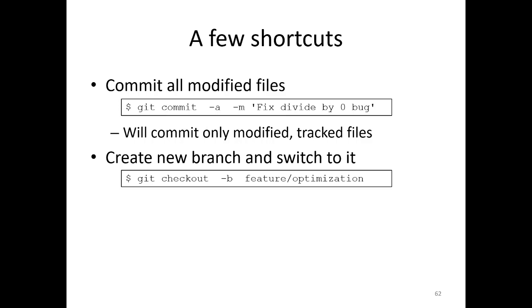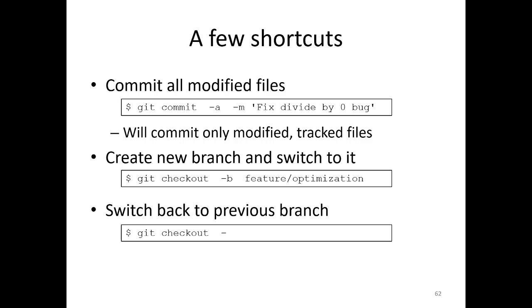Typically you create a new branch and you immediately want to switch to it. So basically switching branches you do with the git checkout command, and if you add the -b flag, then it will first create a new branch and then switch to it by checking it out immediately.